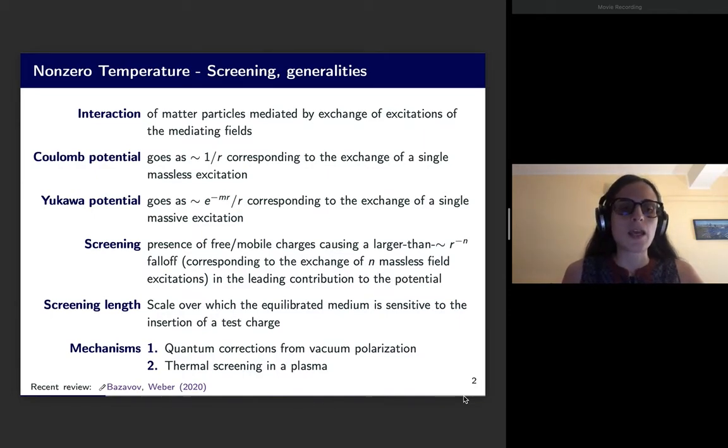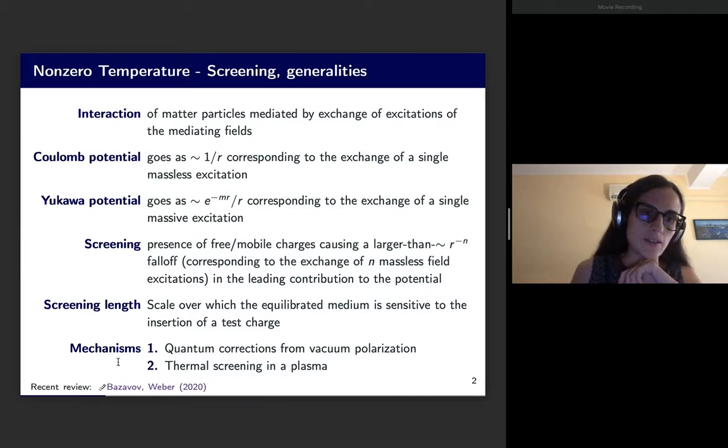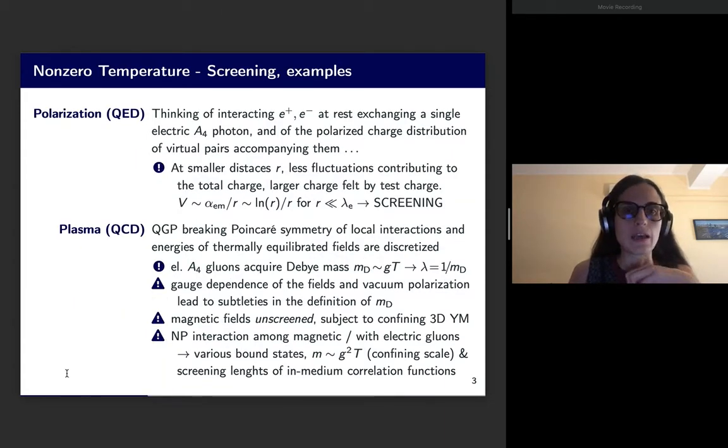presence. Now, when it comes to mechanisms for screening, we can think of quantum corrections coming from the vacuum polarization, but we can also think about the thermal screening in a plasma. And on the first slides, I've also linked for you a recent review about this subject. Now, with these two mechanisms in mind, let us think of polarization in the case of QED.